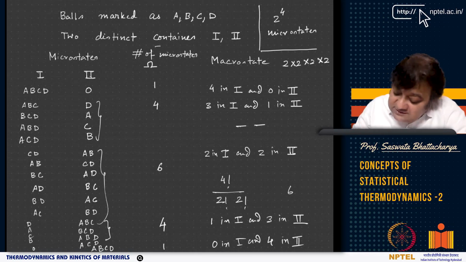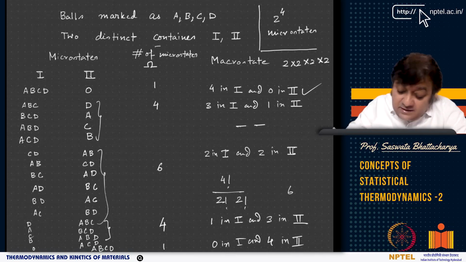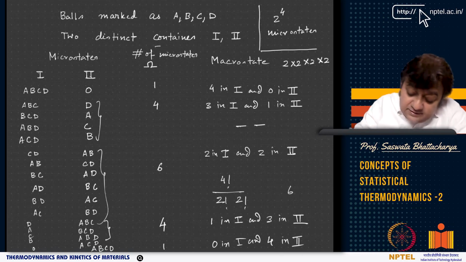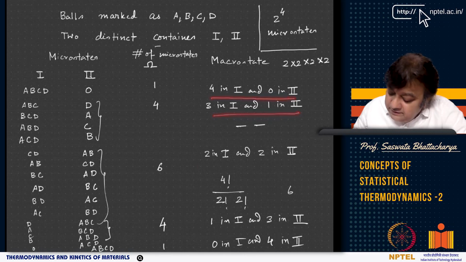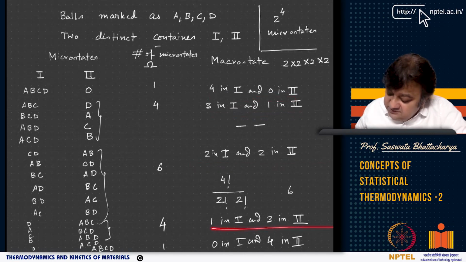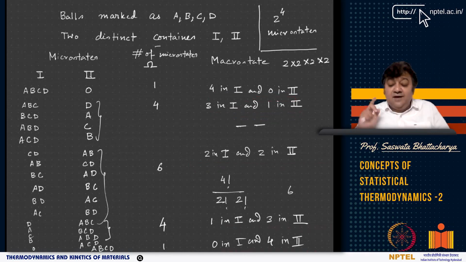What are the macrostates? This is 1 microstate. This is 1. This is 2. Third microstate. Fourth microstate and fifth microstate, right? Only 5 macrostates are possible in this experiment, right? You have only 4 balls and 2 boxes. Again, the number is quite small. Now think of a larger number.